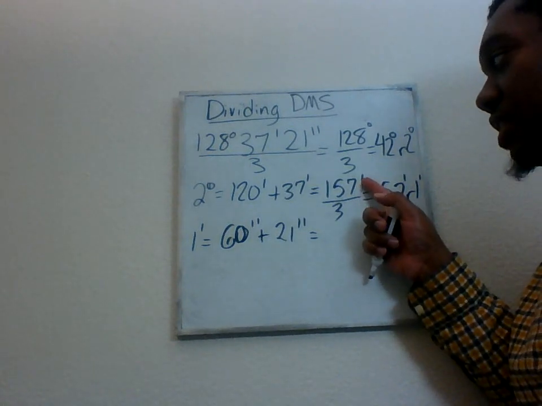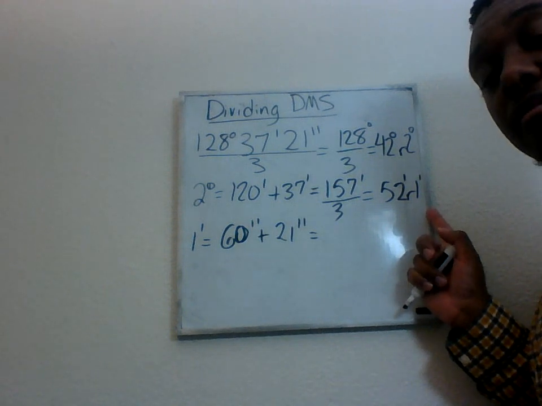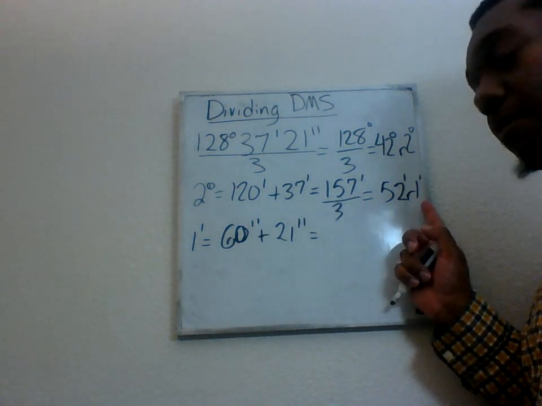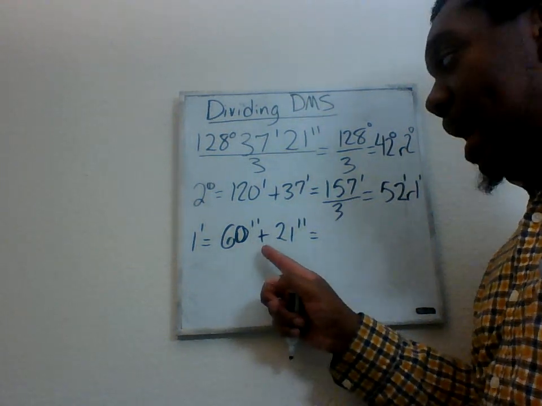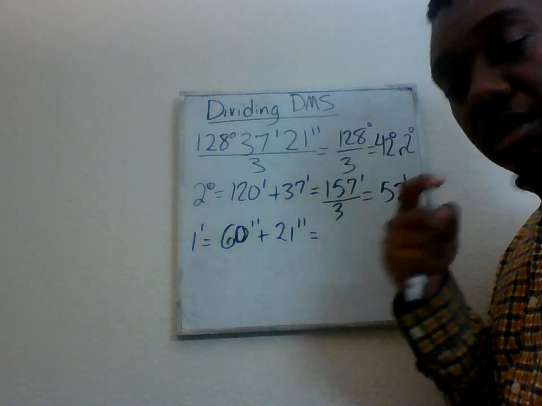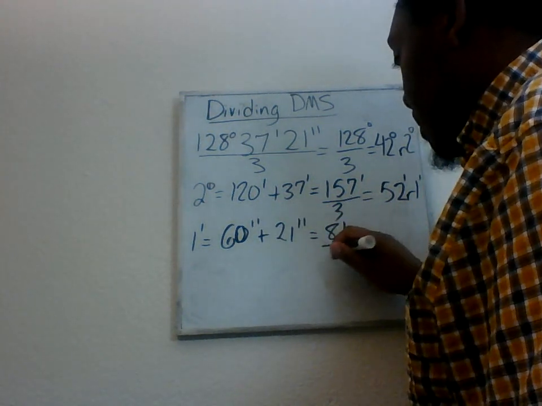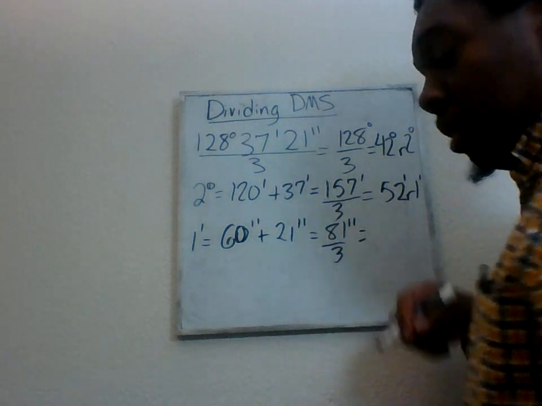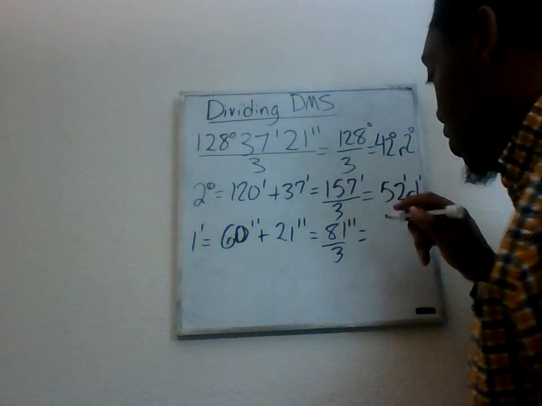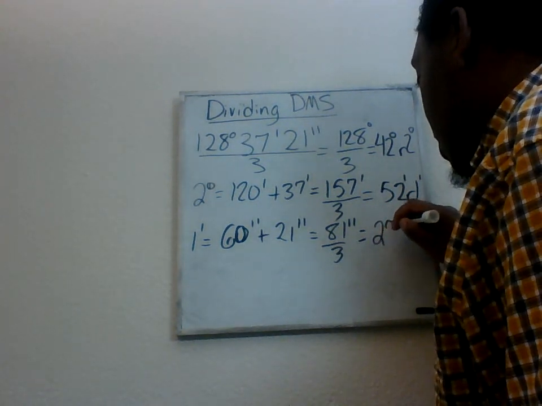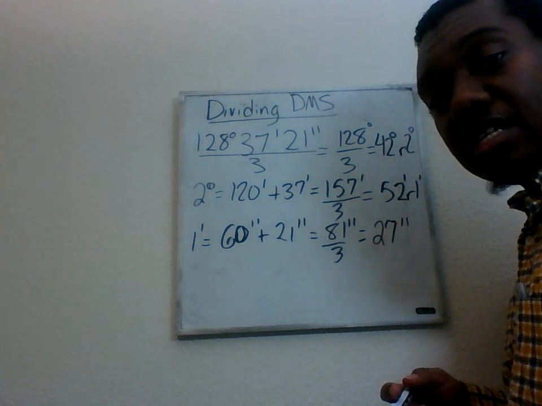So when we divided 157 minutes by 3, we got 52 minutes and a remainder of 1 minute that we can't divide by 3. But we can change that 1 minute to seconds. So we get 60 seconds and add that to the number of seconds we had to begin with. Now, one last thing, we can add that. We get 81 divided by 3. And so 81 seconds divided by 3, we end up with 27 seconds. Okay, awesome. So we got 27 seconds in the end here.